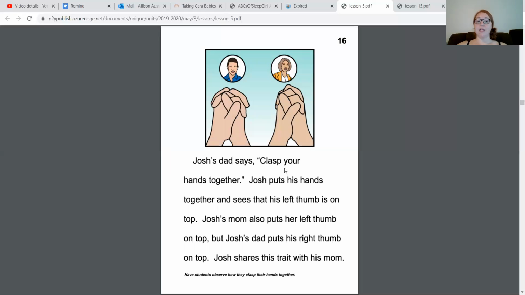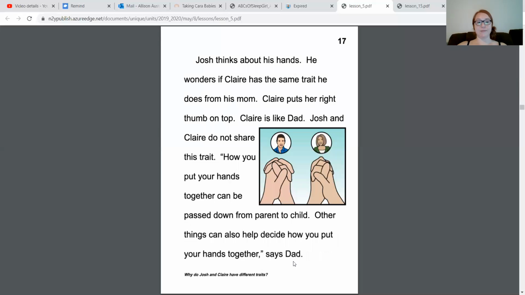Josh's dad said, "Clasp your hands together." Josh puts his hands together and sees that his left thumb is on top. Josh's mom also puts her left thumb on top, but Josh's dad puts his right thumb on top. Josh shares this trait with his mom. Josh thinks about his hands. He wonders if Claire has the same trait he does from his mom. Claire puts her right thumb on top. Claire is like Dad. Josh and Claire do not share this trait.